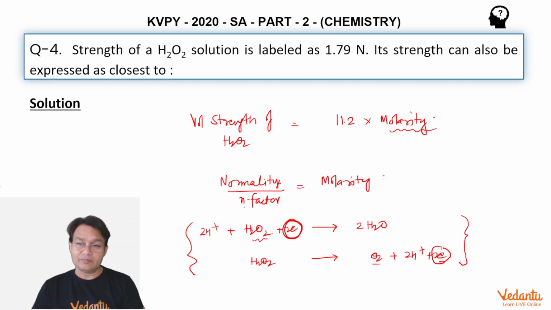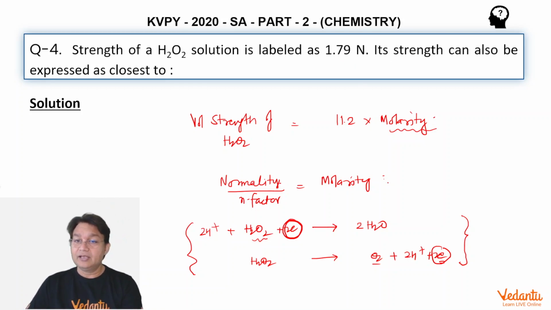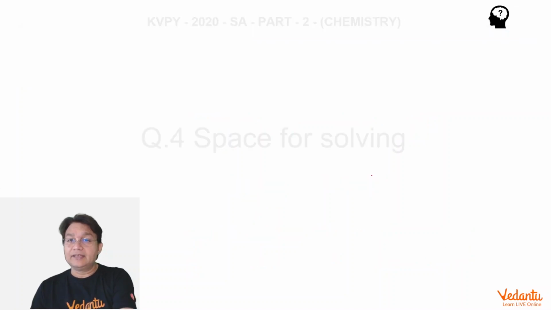Although I highly object to it because I personally don't like the normality term for H2O2. But since KVPY is a very standard examination and it is asking, we have to take that the n factor of H2O2 is 2. Why I'm saying this? Because H2O2 can also disproportionate. In disproportionation reactions, you could not say that the n factor of H2O2 is 2. Nevertheless, since normality is given in this problem, you don't have any other choice but to take the n factor equal to 2. Is that clear? Right, students?